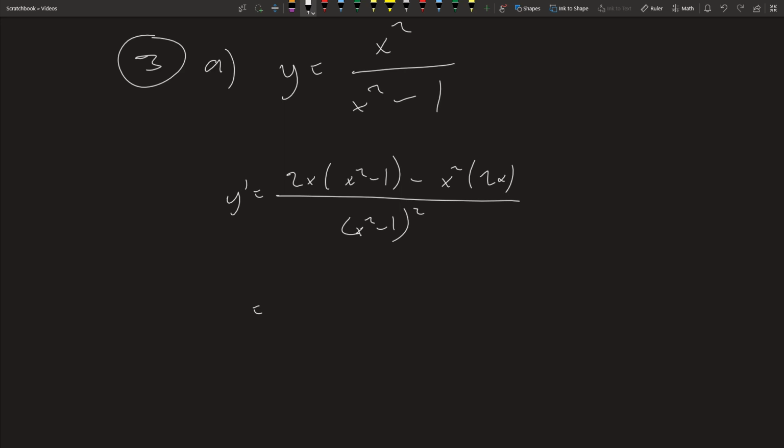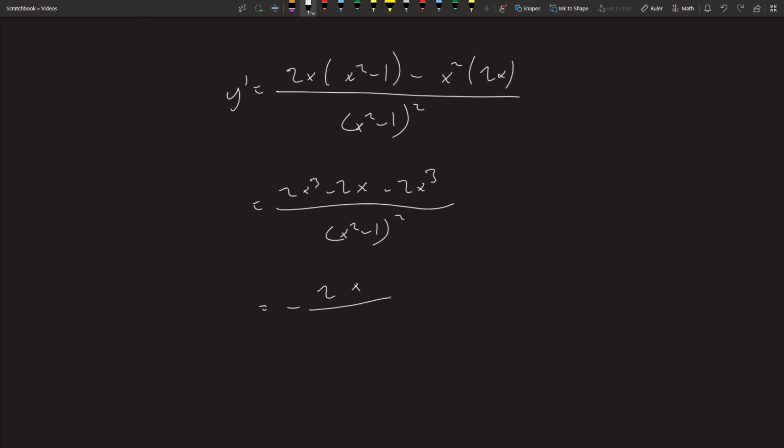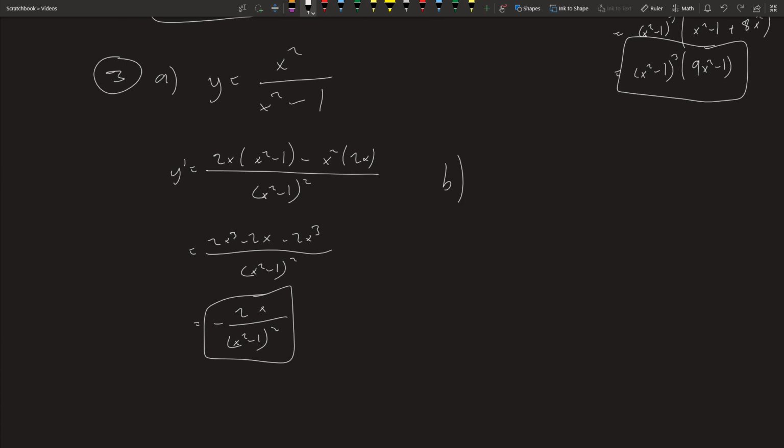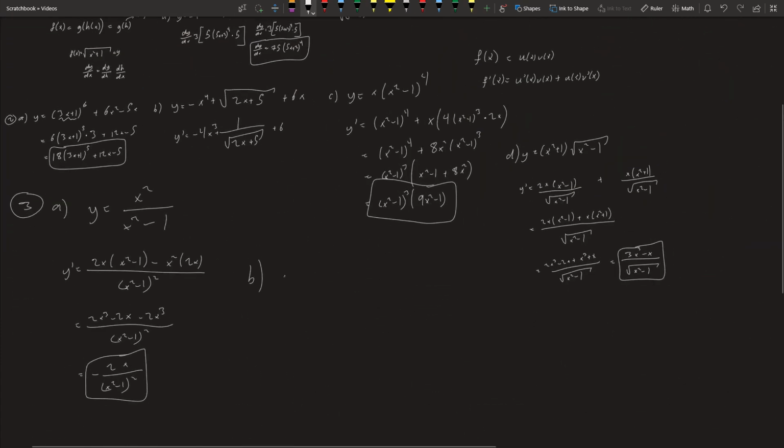So let's distribute. We have 2x cubed minus 2x minus 2x cubed, all over x squared minus 1 squared. This is equal to minus 2x over x squared minus 1 squared. And here's your answer. Part B, we have y is equal to x cubed over radical x cubed minus 1.